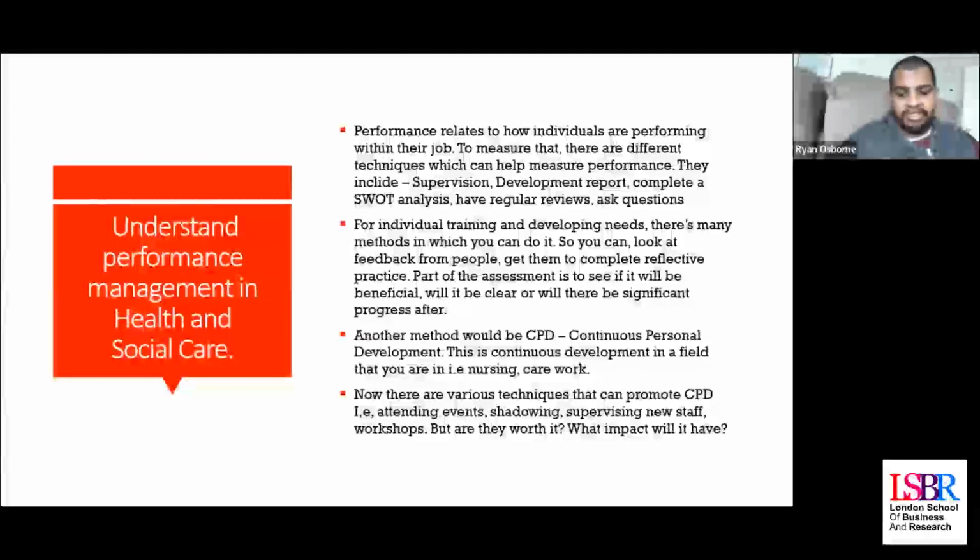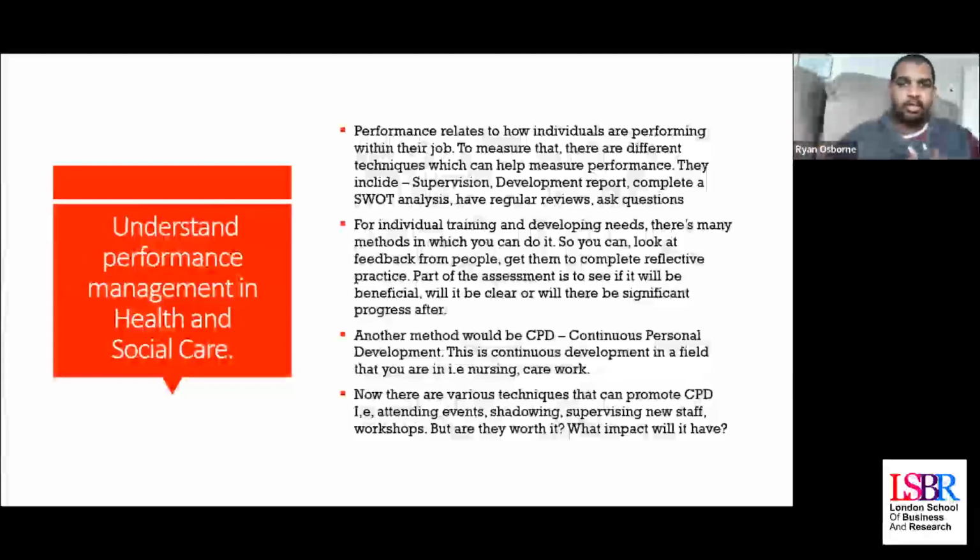You're going to have various techniques to promote CPD. So you may have the opportunity to attend events, shadowing, like we said before. As a care worker, you may have the task of supervising new staff. So let's say you go into a client's home, there's someone that hasn't worked in care before. You may have the responsibility to show them the job.